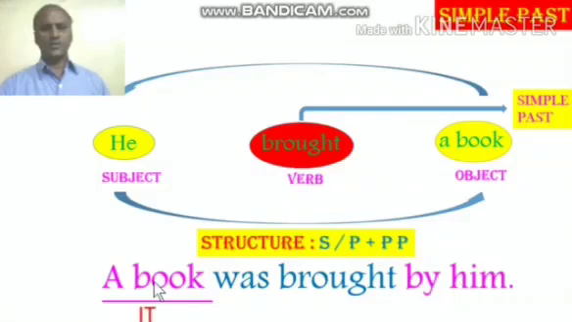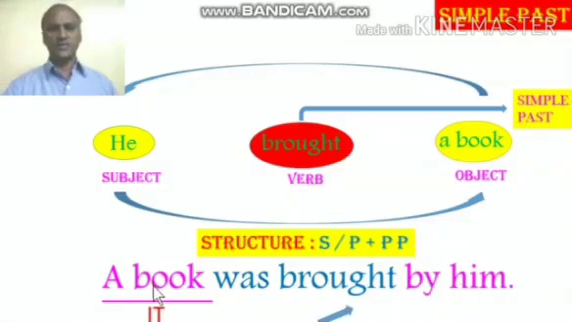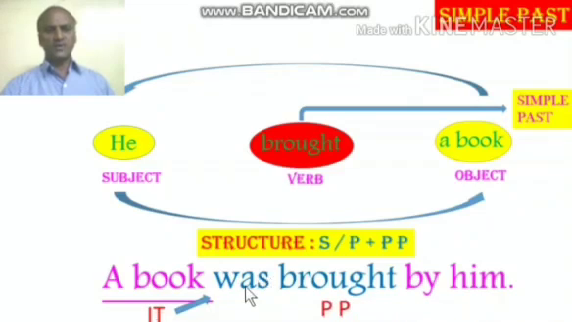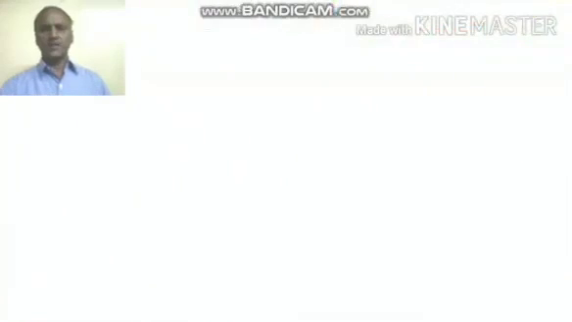A book, when you reduce the subject into the personal number, we get it. Since the subject is singular, the verb must be in singular. It was. Then finally, the verb brought must be changed into past participle form. So even the past participle of the verb brought is brought only. Hence the answer is a book was brought by him. That is the passive form of the sentence given there.